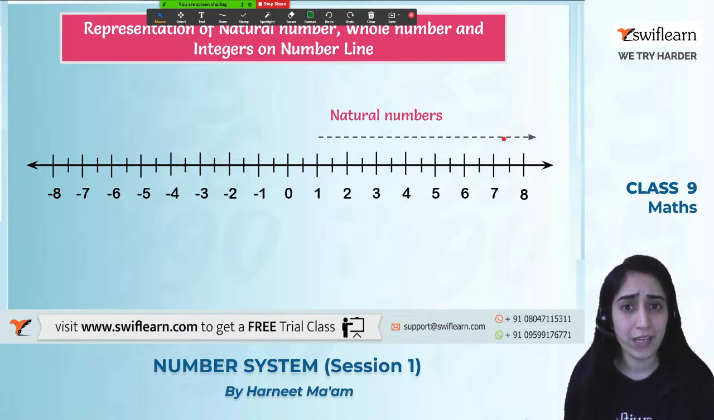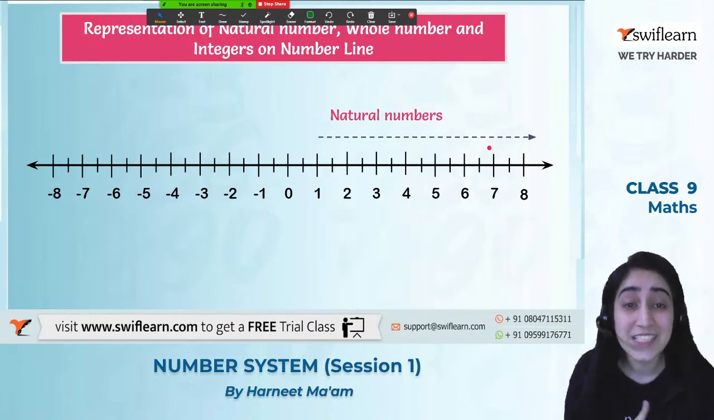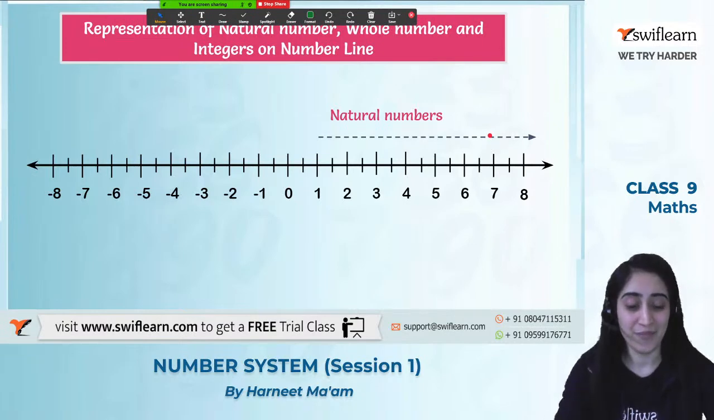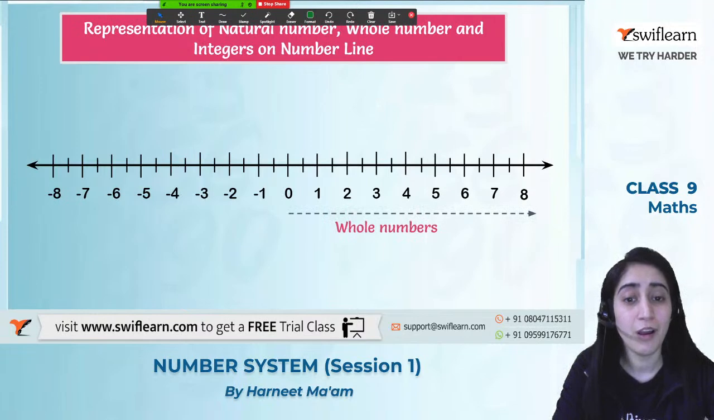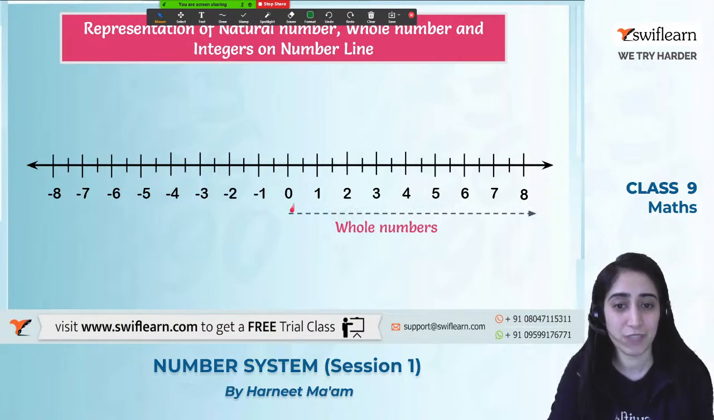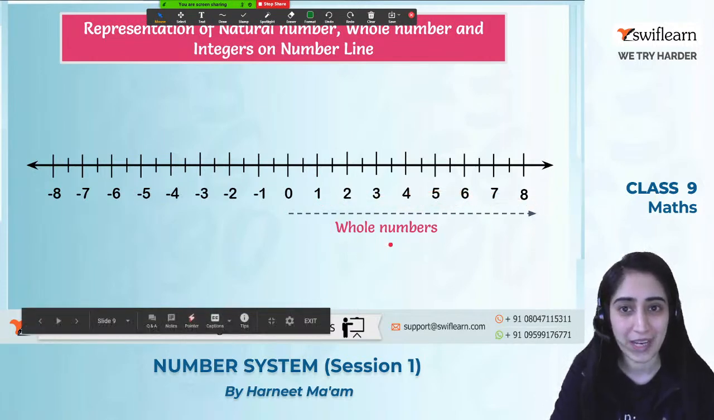How about the whole numbers? It has only one number extra. That is 0. Well done. So when I add 0, this becomes a whole number. See, it starts from 0. Yeah, 0, 1, 2, 3, 4, infinite. That becomes a whole number, right?